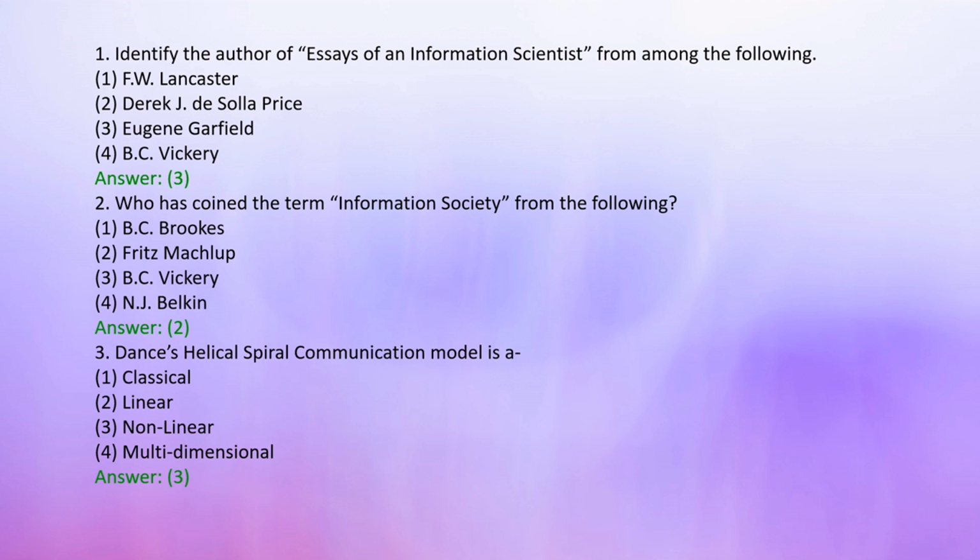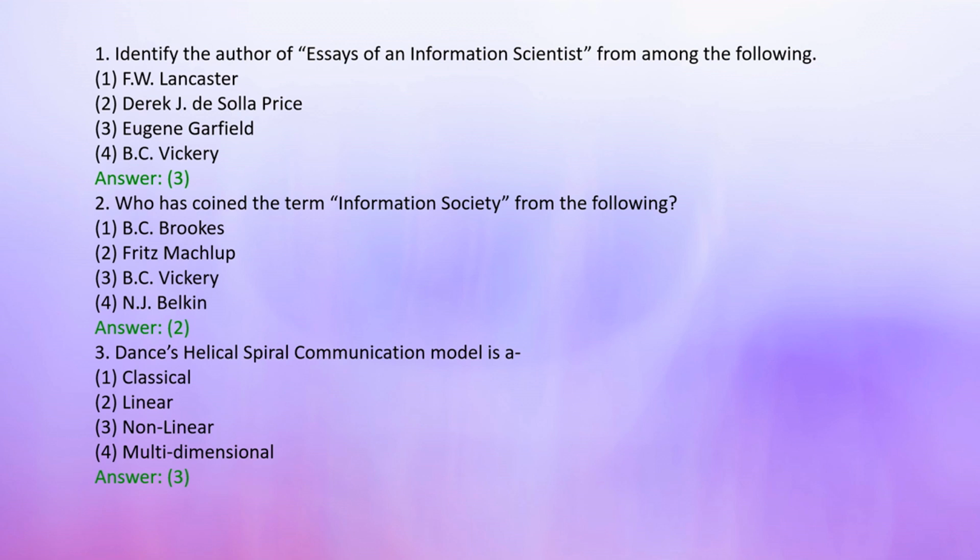Number 1. Identify the author of Essays of an Information Scientist from among the following. Number 1. F.W. Lancaster. Number 2. Derek J.D. Solla Price. 3. Eugene Garfield. And 4. B.C. Vickery. And correct answer is 3. Eugene Garfield.